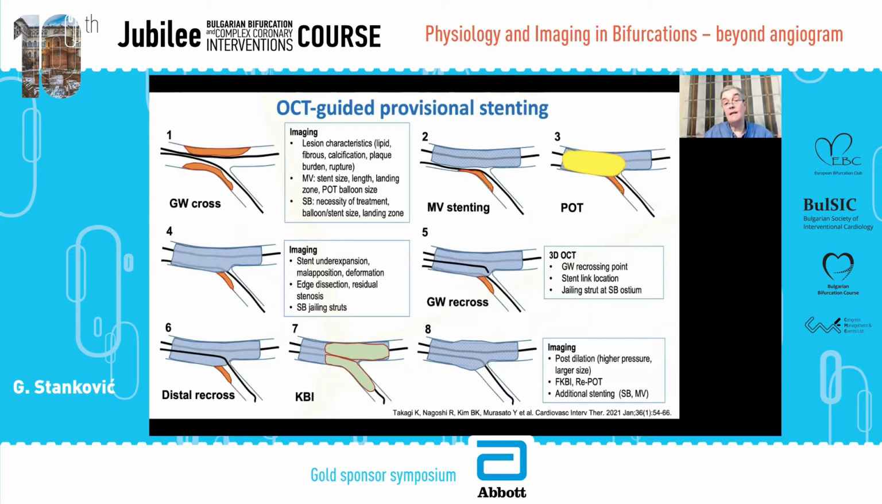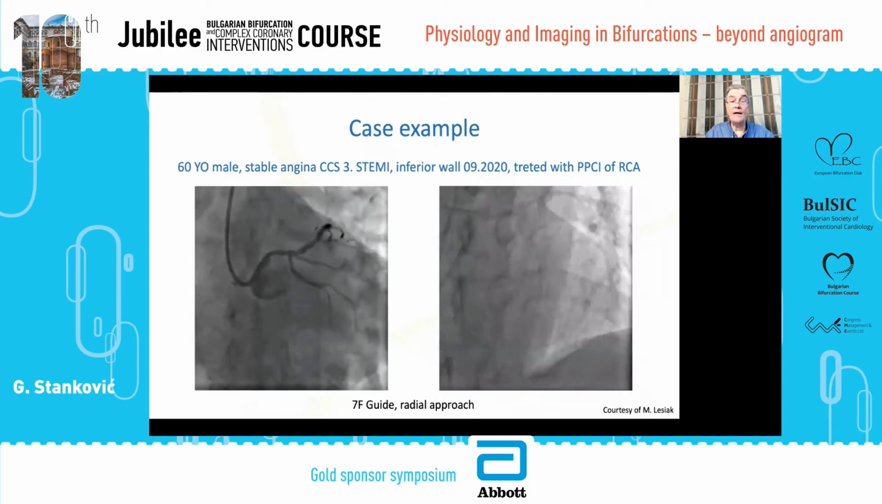Here is our schematic presentation of how we envisage OCT-guided provisional stenting. So we should do first imaging in the beginning, after recrossing, and if necessary, predilatation of the main vessel. Second OCT run after POT to assess expansion, apposition, deformation, exclude dissection. And finally, when we finish the procedure, final imaging with post-dilatation, final kissing balloon, and repeat POT. I'll show you a case example.